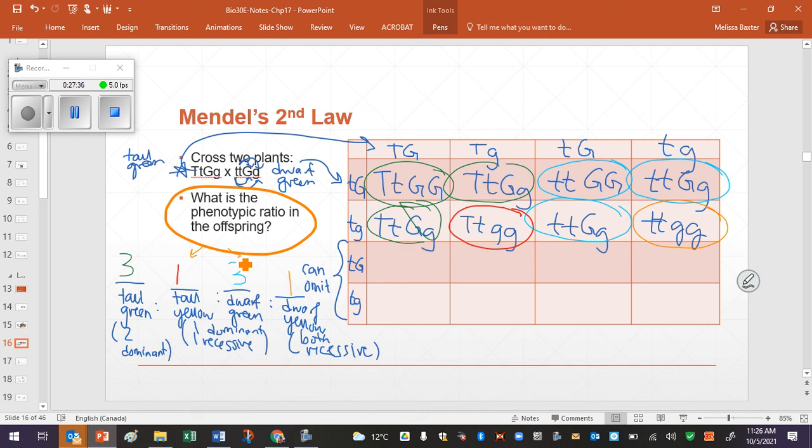So 9 to 3 to 3 to 1 is a ratio that you can expect when you have 2 heterozygous parents for 2 traits. But as soon as one of the parents is no longer heterozygous, is homozygous for a trait, then our offspring ratio is different. If you had filled in all 16 squares of the Punnett square, your ratio would be 6 to 2 to 6 to 2.